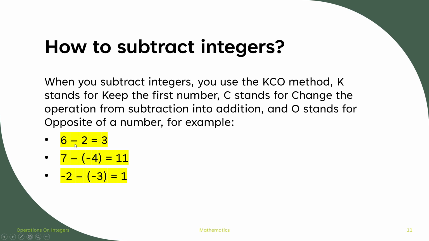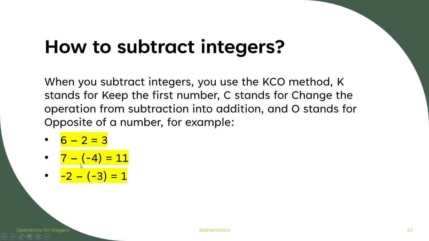6 minus -2 equals 3. Different sign, you have to find KCO. You can add a negative. 6 plus -2 equals... wait, my answer is wrong, sorry. I was about to write 4, but 3 is wrong. Forget about this issue. So the correct answer is 4. I wrote 3 by mistake. So 6 plus -2 equals 4. Or you can write it as a subtraction sign.